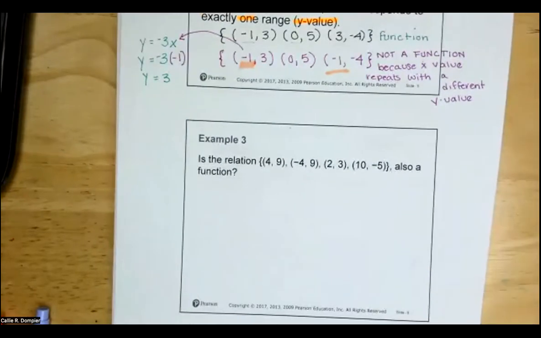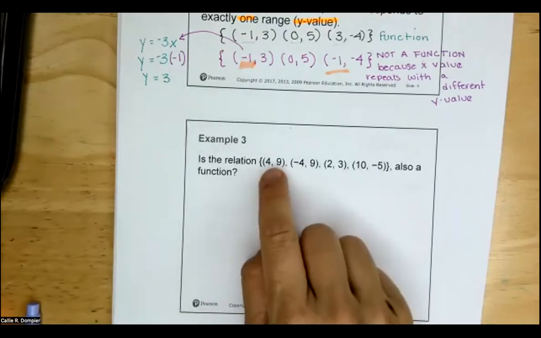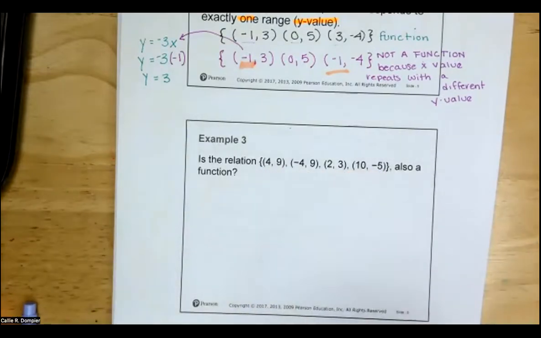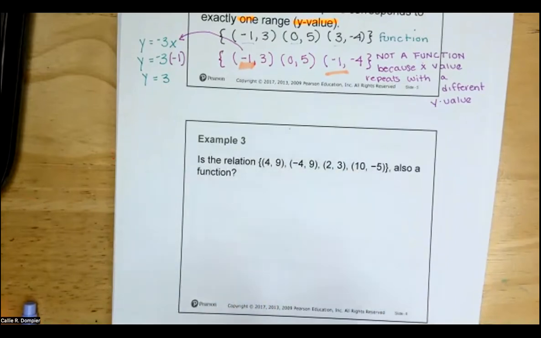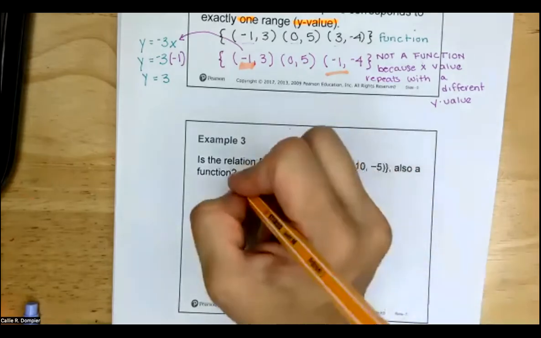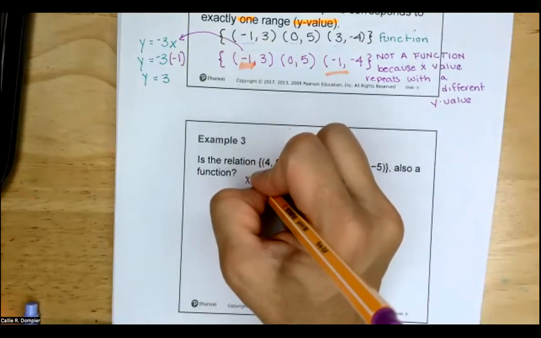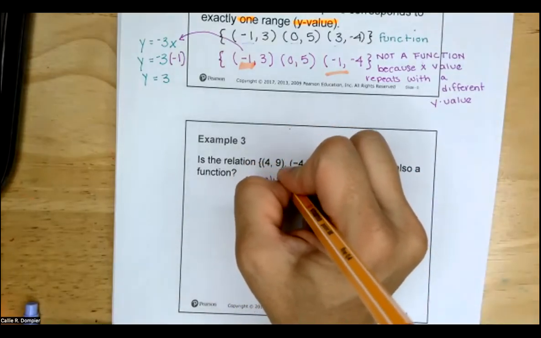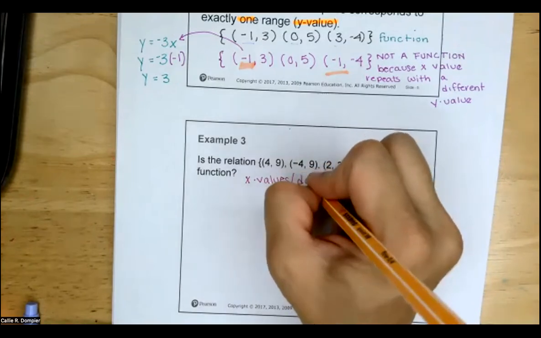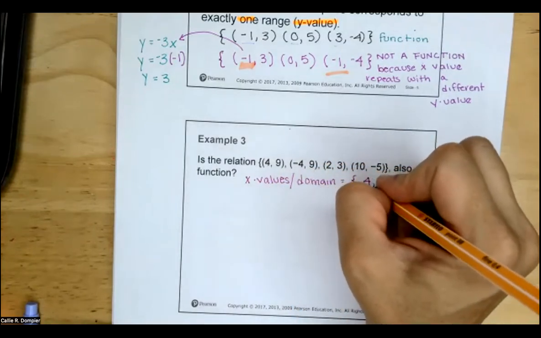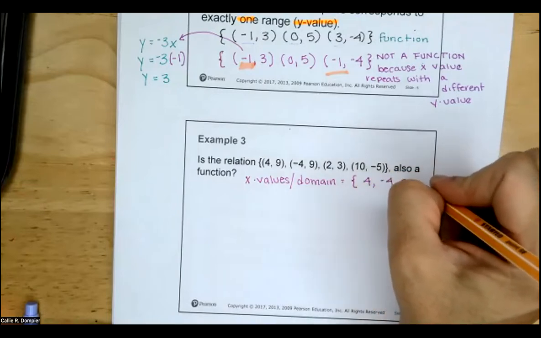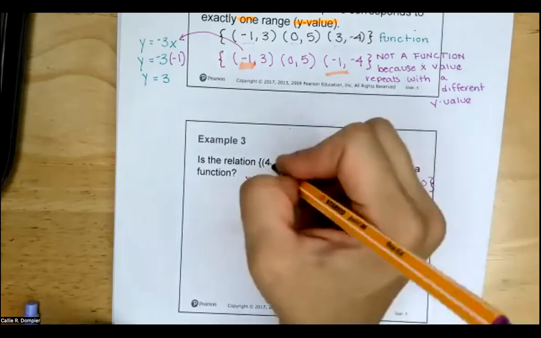Now they will ask for this example. Is the relation 4, 9, -4, 9, 2, 3, and 10, -5 also a function? So this is a relation because it's just a set of ordered pairs. Any set of ordered pairs is a relation, okay? Let's look at our x values. So our x values, or our domain, is 4, -4, 2, and 10. Nothing was repeating.